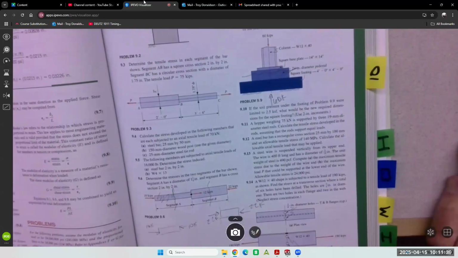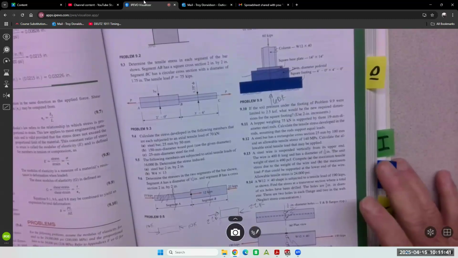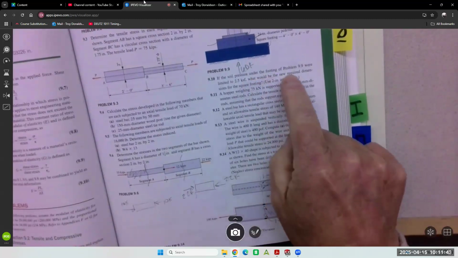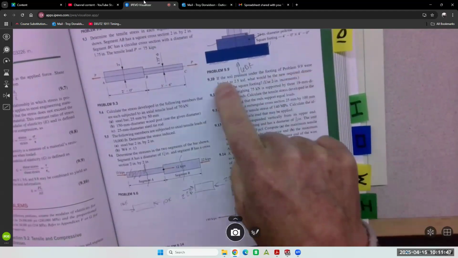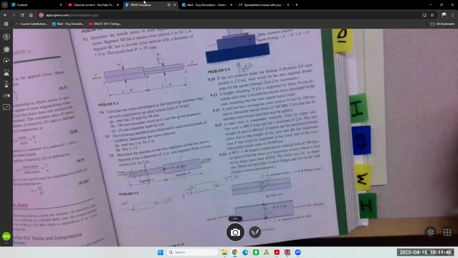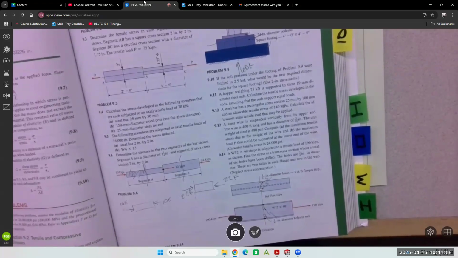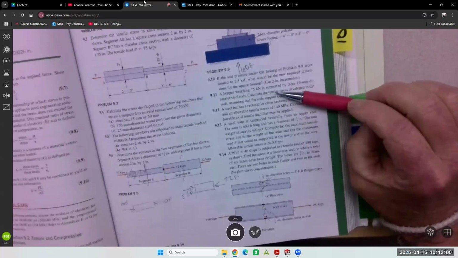All right. Problem 10 was a soil pressure problem. Any questions on your homework? Anything you want to work? 11 was a hopper.